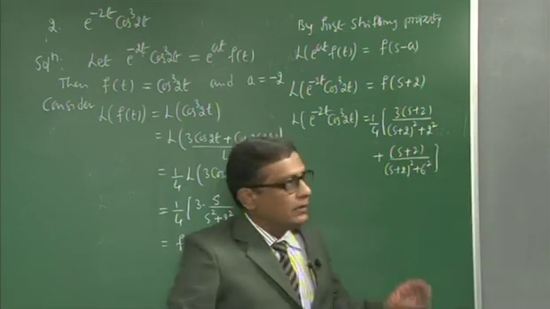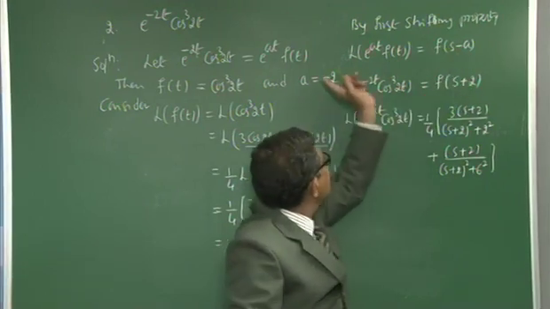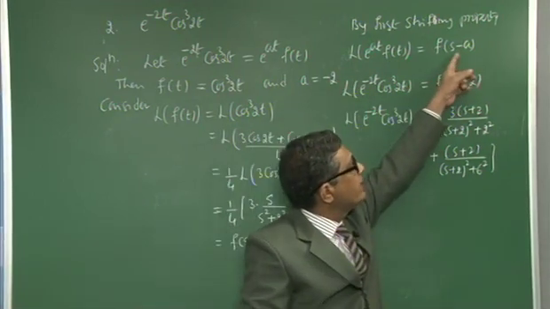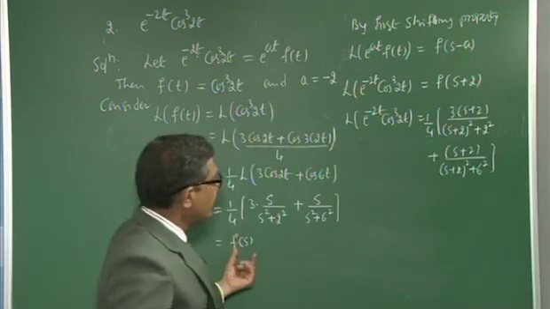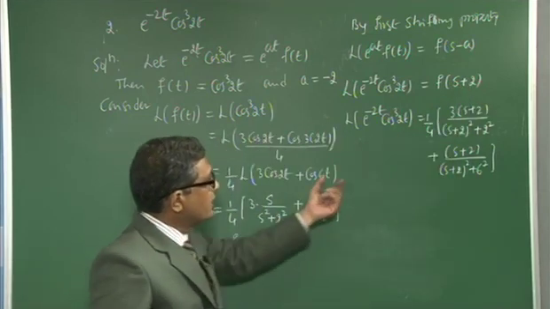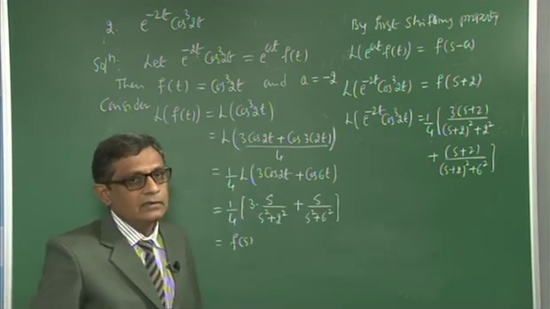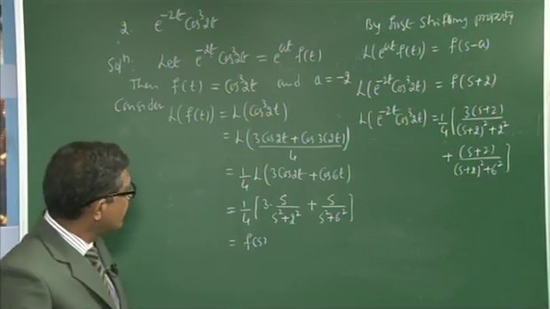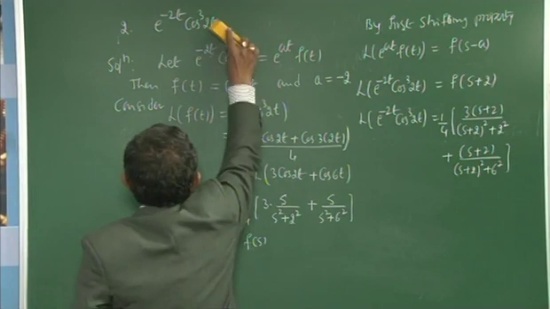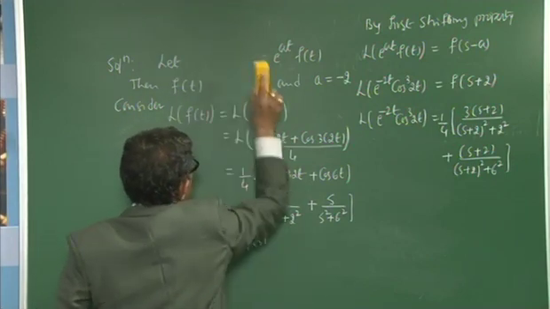By using the first shifting property, here a is minus 2, minus into minus becomes plus 2, so s becomes s plus 2. Now this is your f of s, and s changes to s plus 2. This is the second example. Now we will move to the third example. What is the third example?